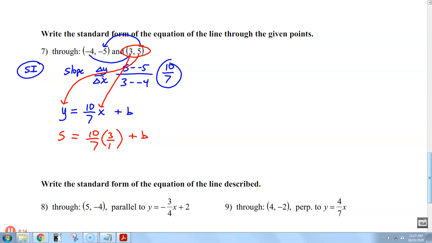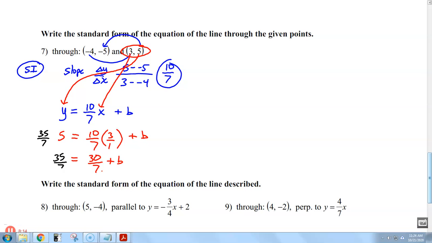And so then I have 30 over 7 plus b equals, well, instead of writing 5, I need a common denominator. I need it to be sevenths. So 5 is really the same thing as 35 over 7. Okay, that comes out to be 5. And so I'm going to write that here.